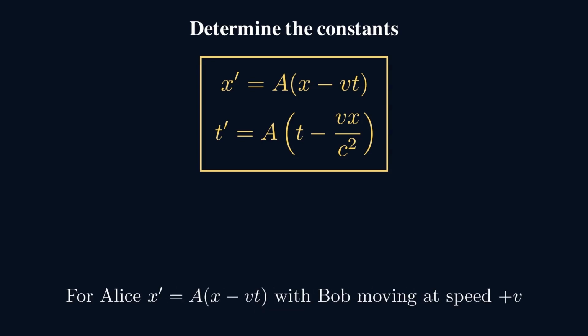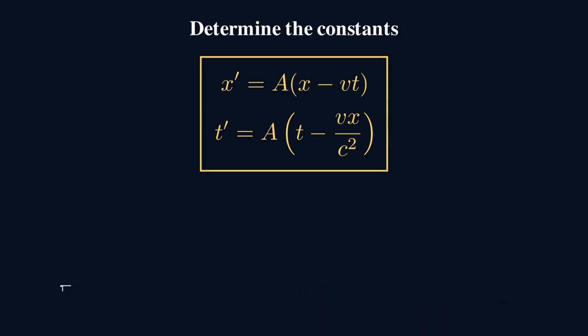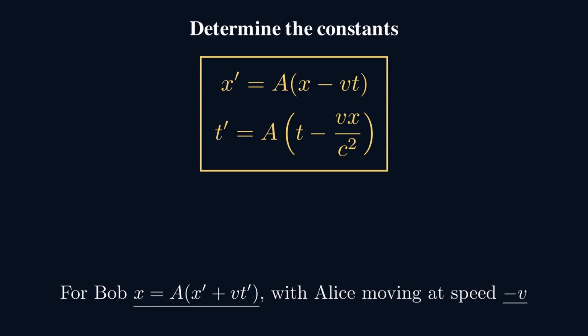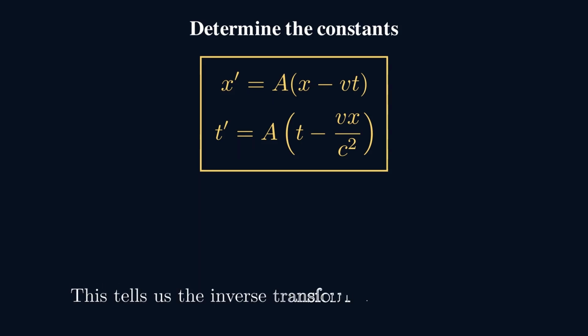Well, it tells us that x prime has to be equal to A times (x minus vt), with Bob moving to the right at a speed v. And for Bob, x is equal to A times (x prime plus vt), with Alice moving with speed minus v. So this tells us that the inverse transformation has to be the same transformation, but with v replaced by minus v.